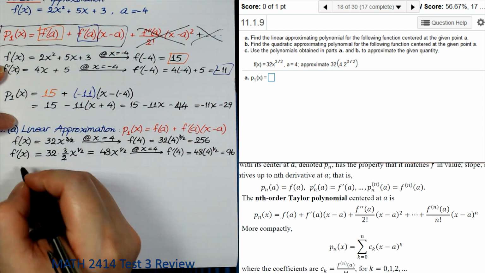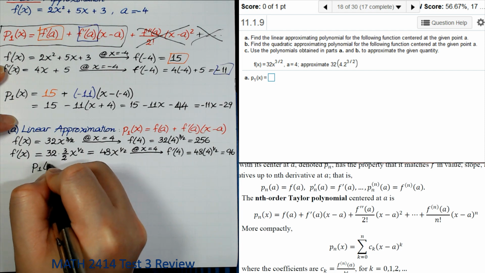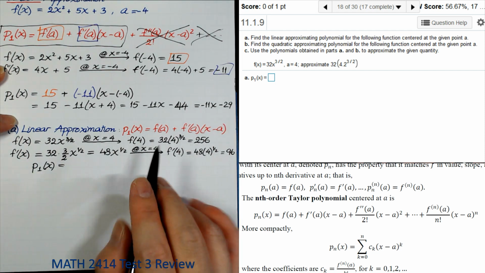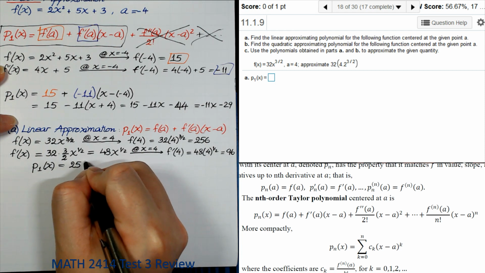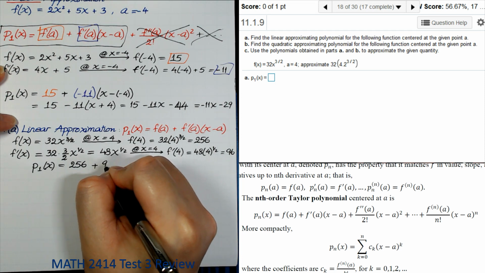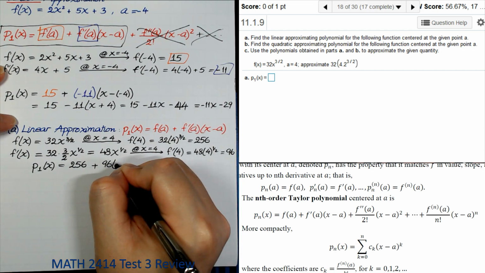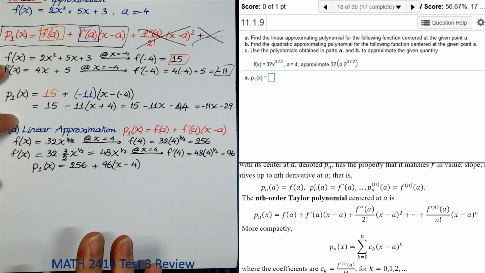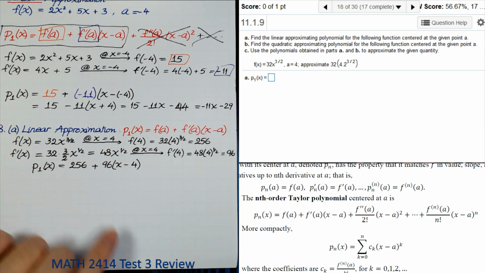So put it back in the formula. P1 of x equal to the function 256 plus 96 times x minus the center. Right, I'm just going to keep this form. Don't need to multiply that out and simplify.